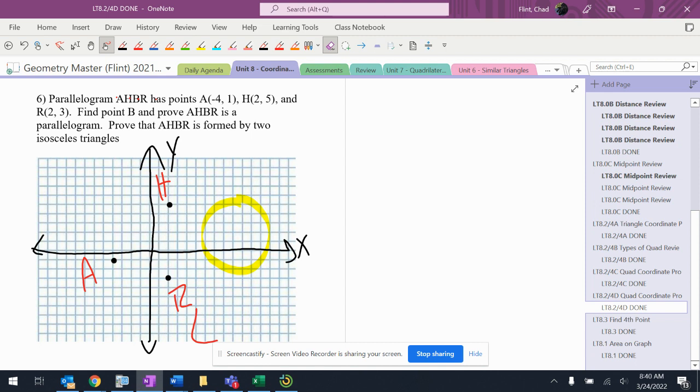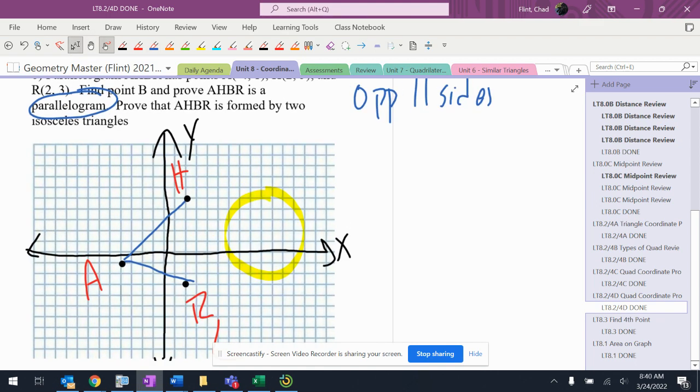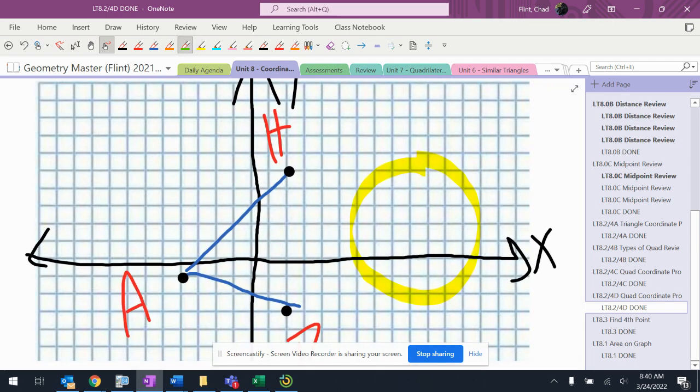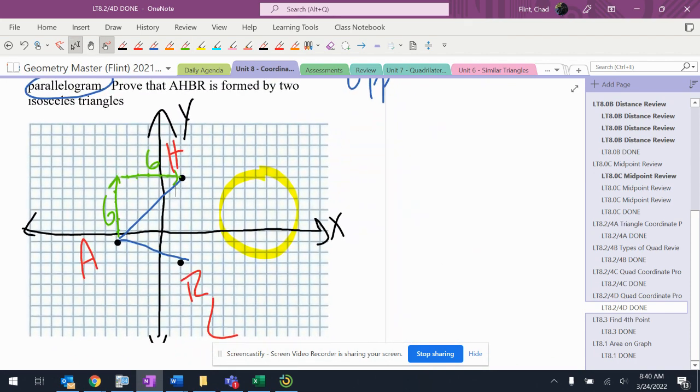Okay, I've got to think about what would happen for a parallelogram. Well, it has opposite parallel sides. So if I draw in my two sides here, I would need opposite parallel sides. So what I'm going to do is look at this thing right here, and I'll be like, wait a minute. 1, 2, 3, 4, 5, 6. 1, 2, 3, 4, 5, 6. Is that right? Okay, 6 and 6. Up 6, right 6.